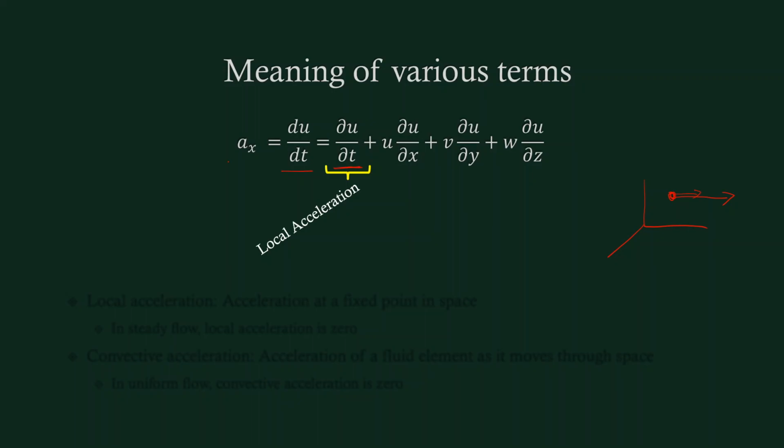Now, the other three terms represent the acceleration of a particle as it moves in space. The first term, that is u into del u by del x, as we have discussed in the previous two slides, is the rate of change of velocity as it moves through a distance dx. Similarly, the third term, v into del u by del y, is the rate of change of u as it has traveled through space in the y direction by a distance dy. Similarly for the fourth, last term. So these terms together are called the convective acceleration.